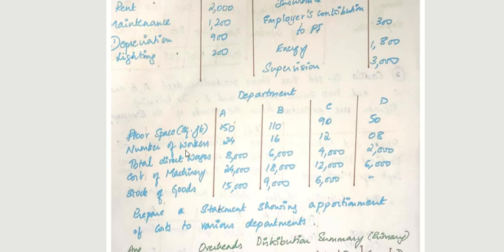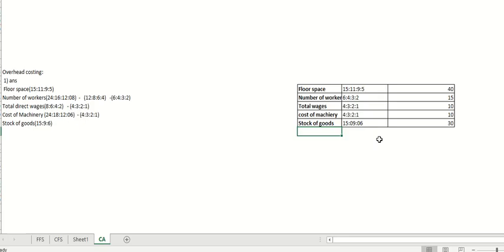Your number of workers, the ratio is 24 is to 16 is to 12 is to 8. So 24 is to 16 is to 12 is to 8 can be reduced to 12 is to 8 is to 6 is to 4, and that can reduce to 6 is to 4 is to 3 is to 2. So your 2 will be your base. Depending on that you can reduce it. So your ratio is 6 is to 4 is to 3 is to 2.